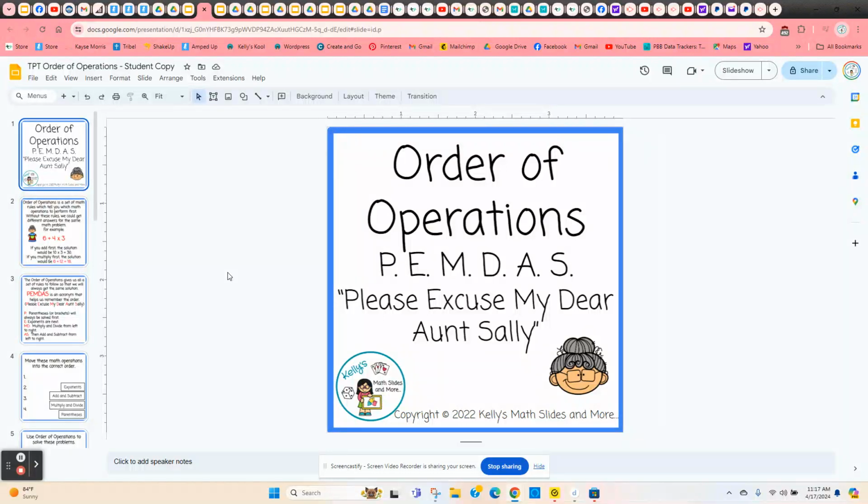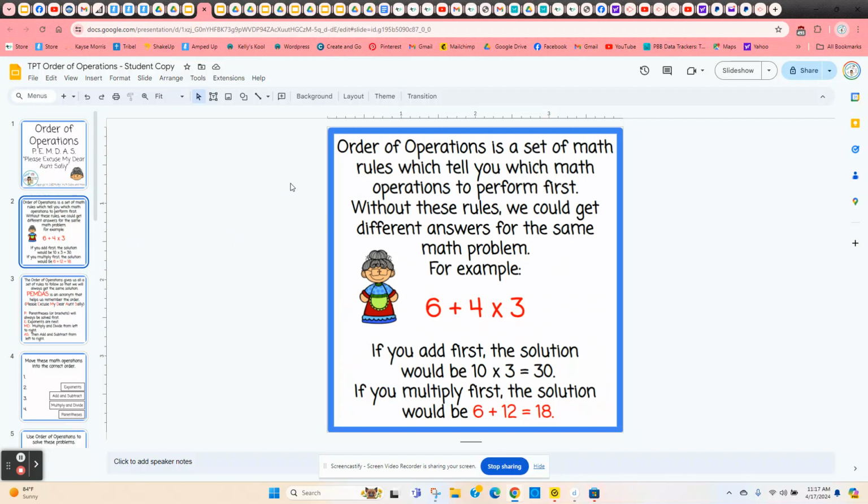Order of operations. This is a digital lesson, and the lesson starts out explaining to the students why we have an order of operations rules. So we want to make sure that everyone doing the math problem gets the same answer. So we have an order that we do these operations.